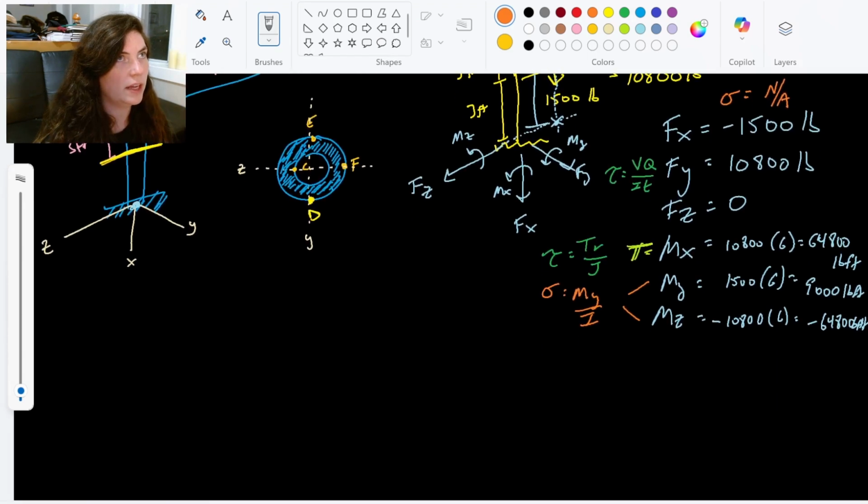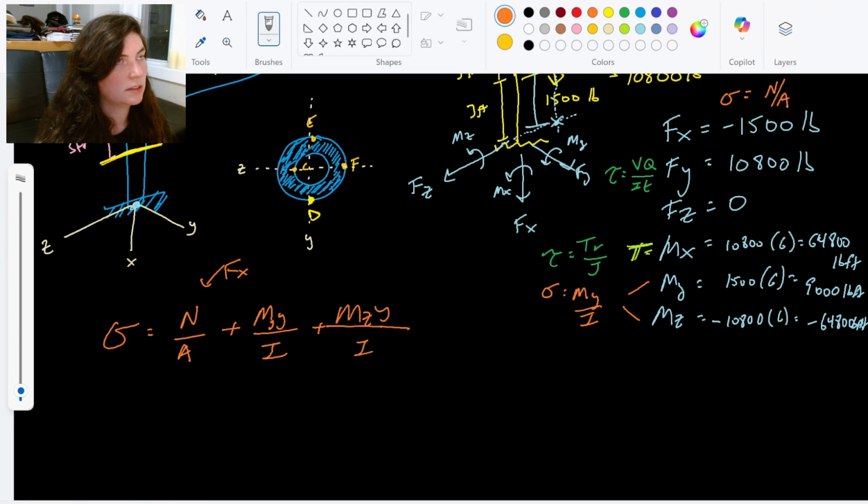So if I wanted to add all of these up and put them in their superposition form, I can go ahead and do that. My normal stress is going to be normal over area, where that normal is Fx, plus the two bending moment equations, where this is My and Mz. Then we have our shear stress equation, VQ over IT, plus that torque equation there.